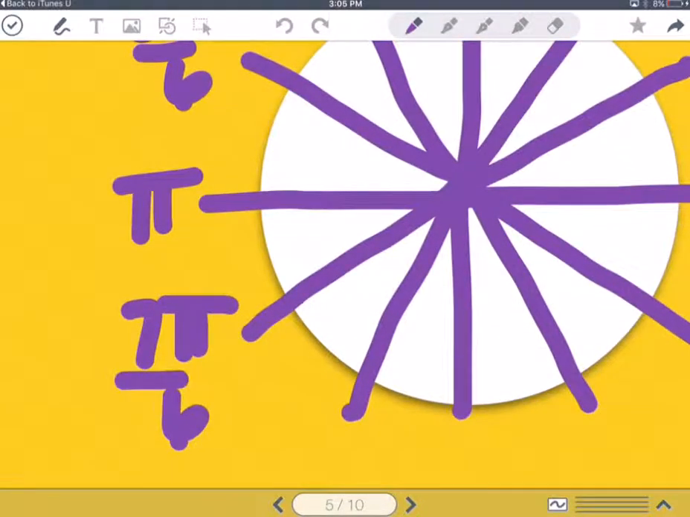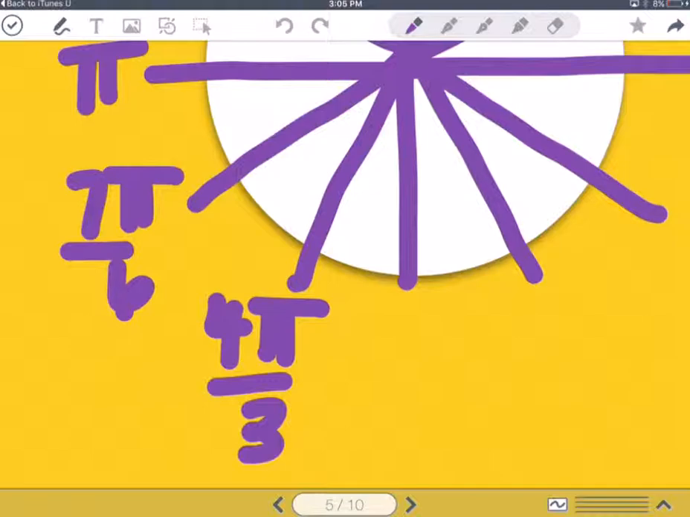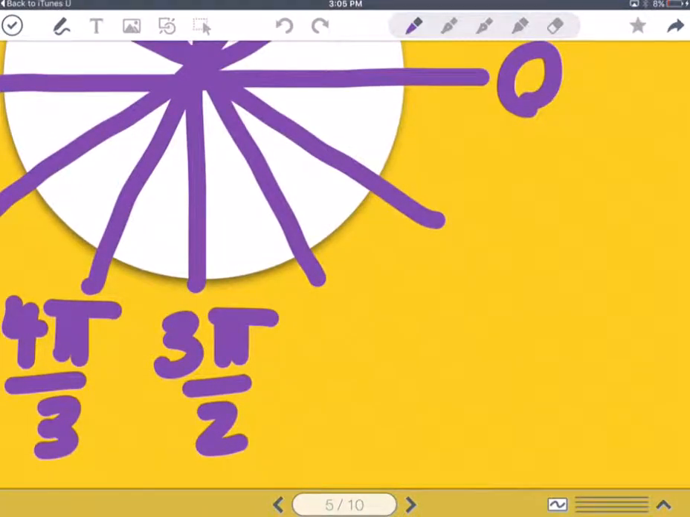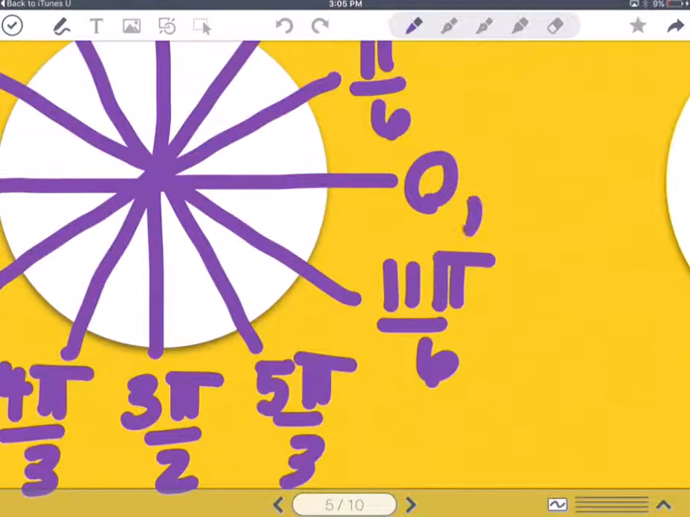7 pi over 6. This one, instead of putting 8 pi over 6, I'm going to put 4 pi over 3. This one here, instead of putting 9 pi over 6, I'm going to put 3 pi over 2. Here, so we're at 10 pi over 6, I'm going to put 5 pi over 3. This one here is 11 pi over 6. And the last one, instead of putting 12 pi over 6, I'm going to put 2 pi.